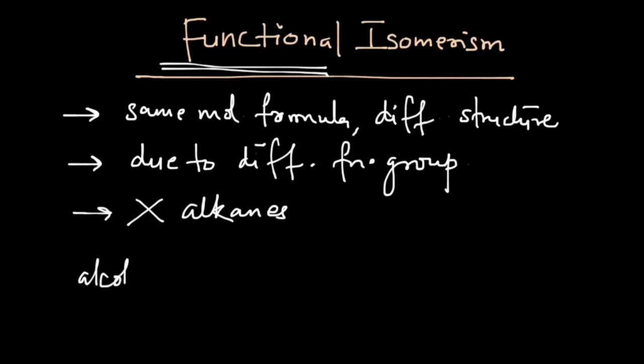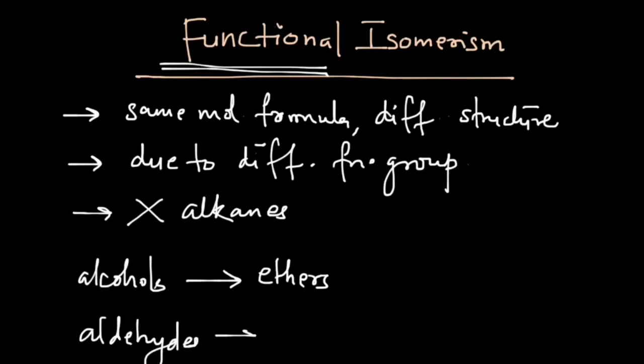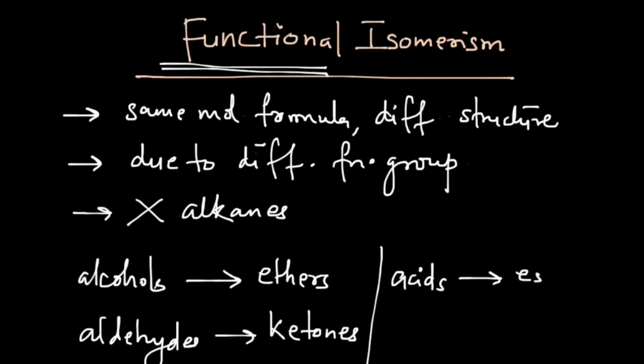Alcohols will have functional isomerism with ethers. Aldehydes will have functional isomerism with ketones. Keep these relationships in mind. Acids, carboxylic acids, can have functional isomerism with esters, right? And amines, like 1-degree amines, can have functional isomerism with 2-degree amines or 3-degree amines.